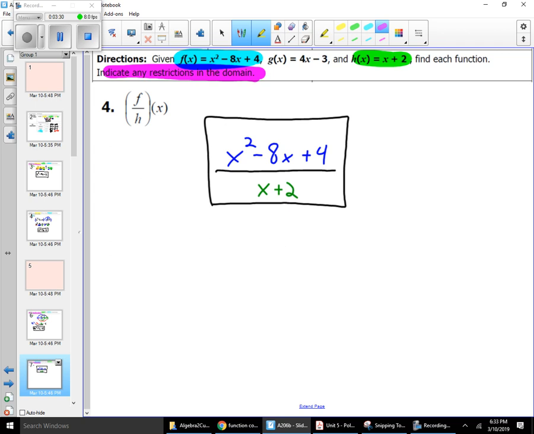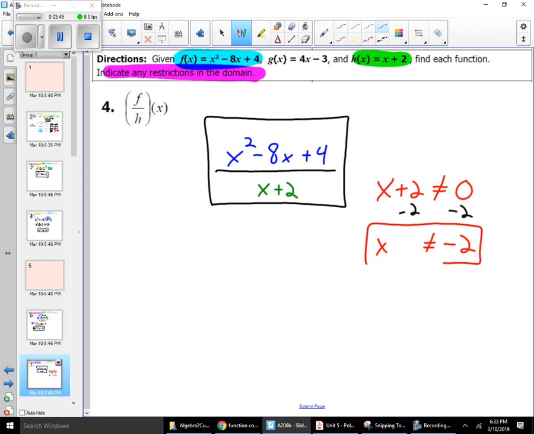restrictions in the domain. We are not allowed to divide by 0, so x plus 2 is not allowed to be 0. A little bit of algebra on that inequality. Note we can subtract 2 from both sides here. So what this really means is that x is not allowed to be negative 2. That is important. That is a part of our solution. It does tell us that.